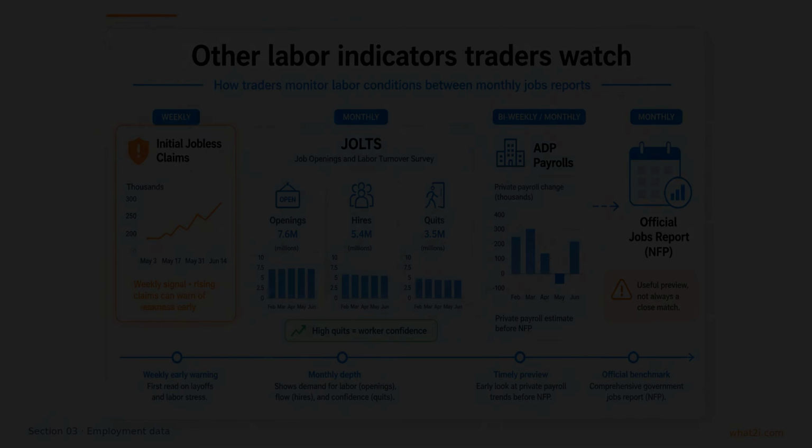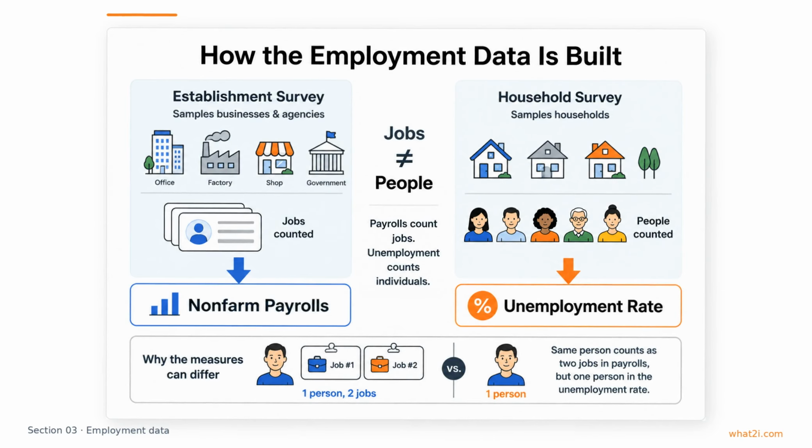Employment data in the United States comes from 2 different surveys, and that explains why the report contains different types of labor information. The Establishment Survey samples businesses and government agencies, and it is the source of the payrolls number. The Household Survey samples households directly, and it is the source of the unemployment rate.